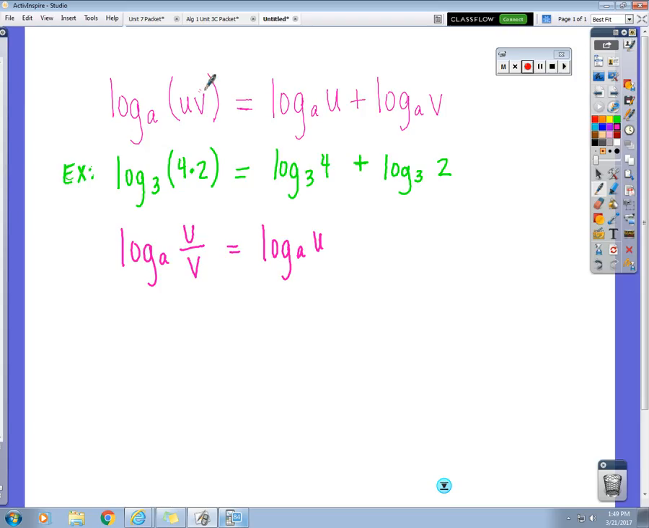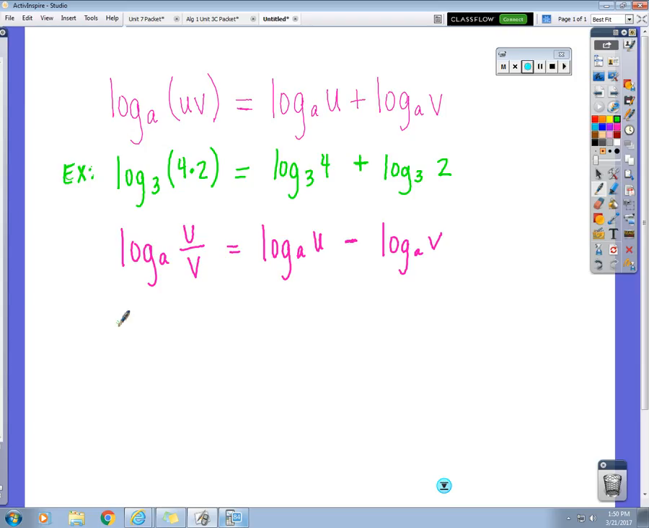Guys, if multiplication turned into addition, this is going to turn into subtraction. Log base A of v. That's what the quotient property says. It says that when you have a quotient and you're asked to expand it, you subtract them. You have to write log twice, once to represent the u and another time to represent the v, and both of them are base A.